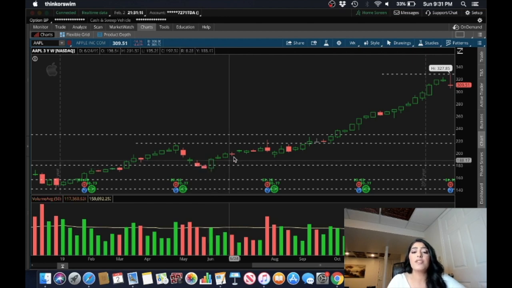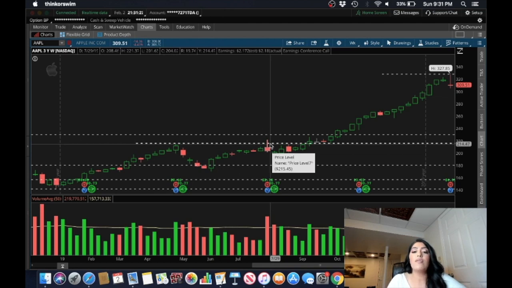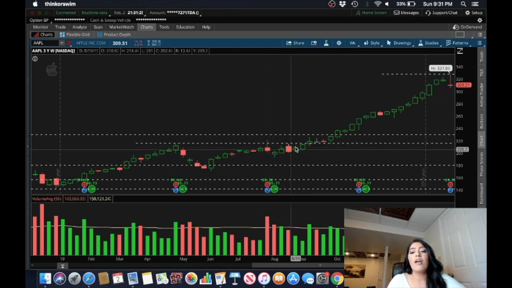Once it bounced off this level of support, it's now in kind of a consolidation period. It tested this 215.45 level again, wasn't able to break, finally broke out and is now on an uptrend. Apple has been on an uptrend for the past few months now.